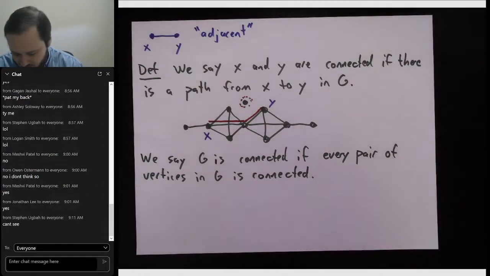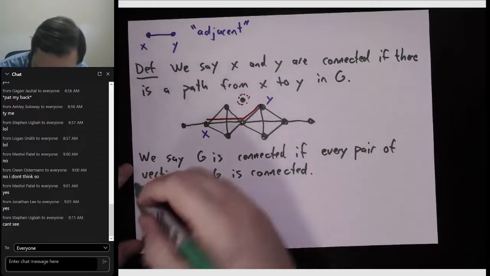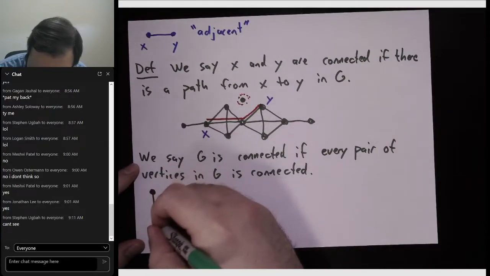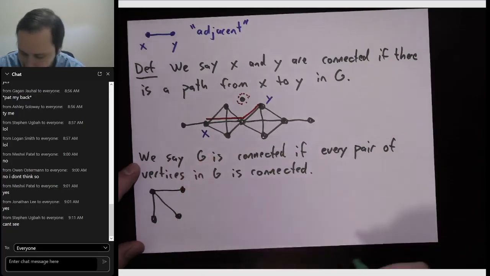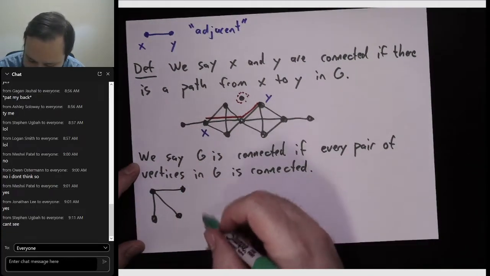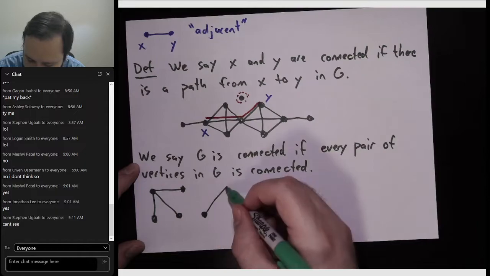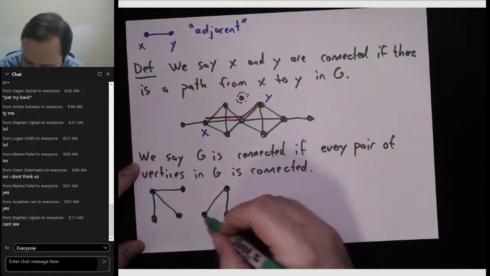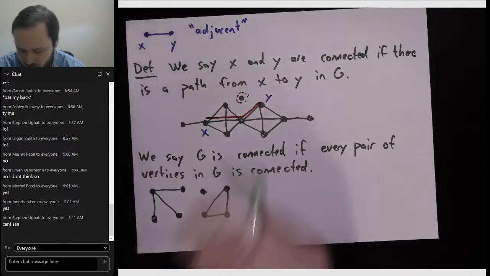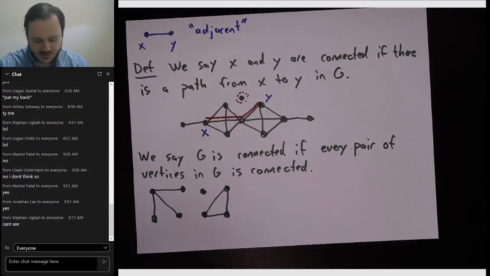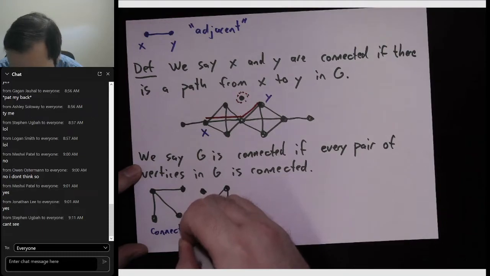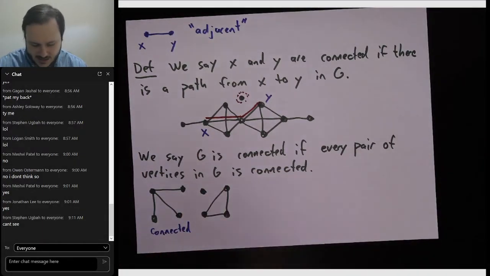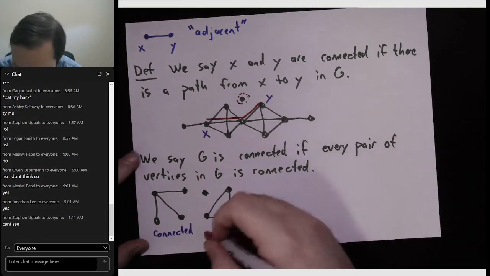And so we've seen other examples. So we saw these graphs earlier. This graph is connected, but its complement is not connected. So this is connected. This is not connected, or disconnected.